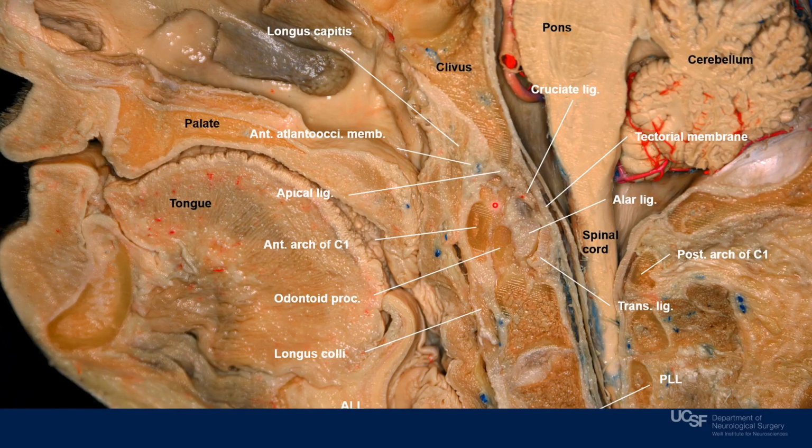A couple of the ligaments that we mentioned previously, but now from this mid-sagittal perspective, we see the apical ligament that attaches from the apex of the odontoid process to the basion, and we also see the alar ligament that attaches to the medial portion of the condyles, and posterior to it and inferior we see the transverse ligament, which forms the cruciform ligament along with the superior and inferior bands.